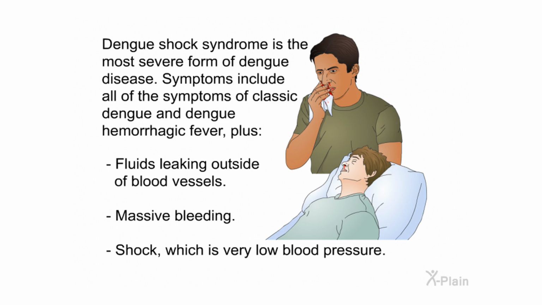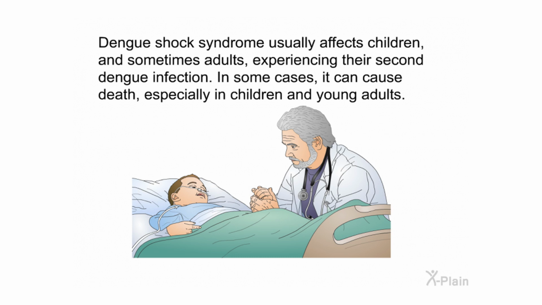Dengue shock syndrome is the most severe form of dengue disease. Symptoms include all of the symptoms of classic dengue and dengue hemorrhagic fever, plus fluids leaking outside of blood vessels, massive bleeding, shock, which is very low blood pressure. Dengue shock syndrome usually affects children and sometimes adults experiencing their second dengue infection. In some cases, it can cause death, especially in children and young adults.